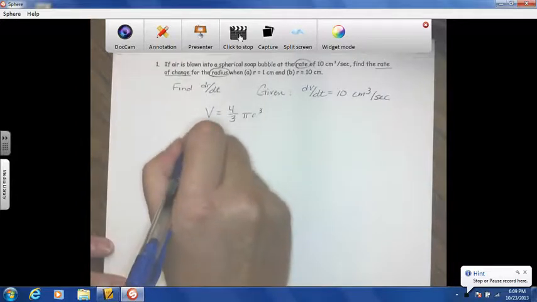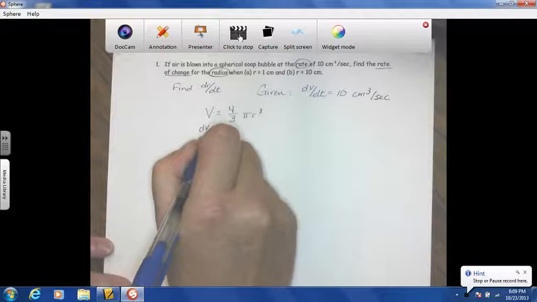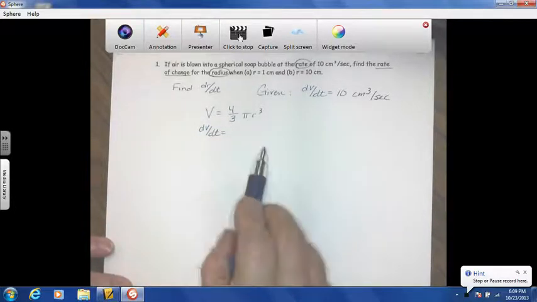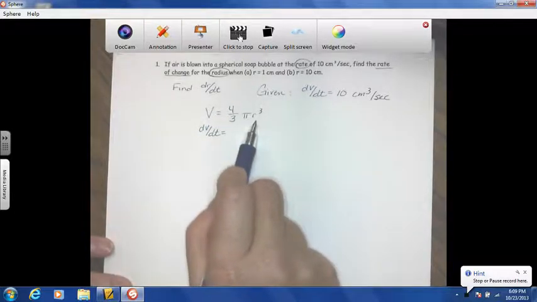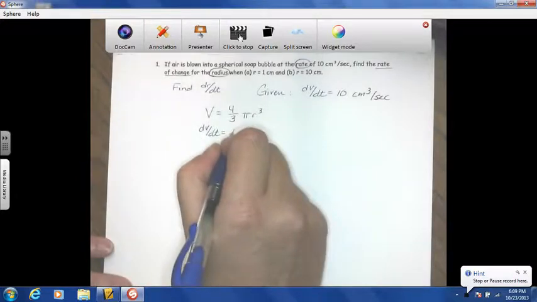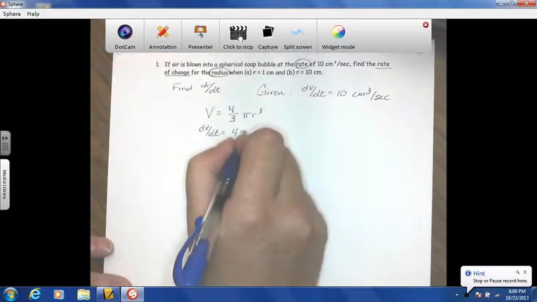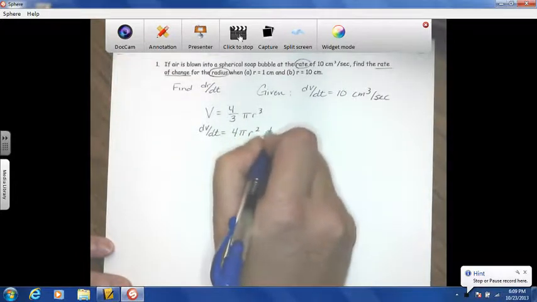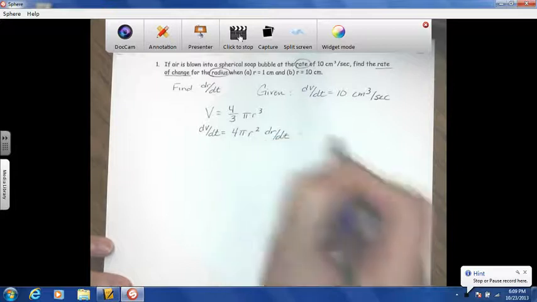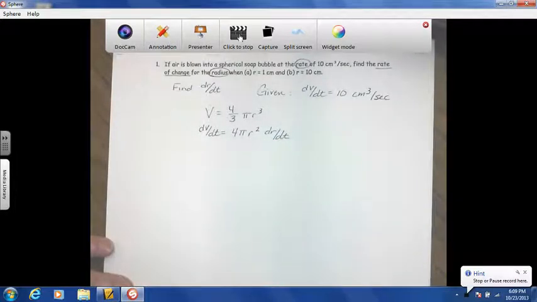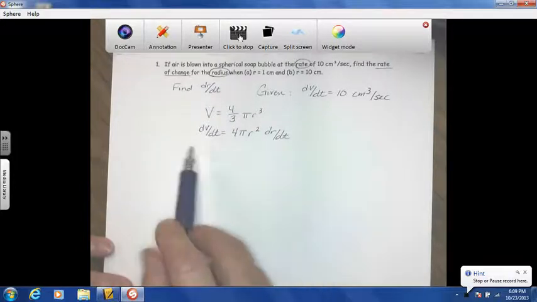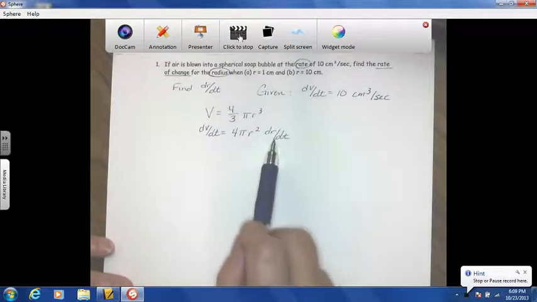So the derivative of V is going to be dV/dt equals, on the right-hand side, we're going to use the power rule. Bring the 3 down in front. It will reduce with the denominator of 3, leaving us with a coefficient of 4 pi r squared times dr/dt. Remember that when we are taking the derivative with respect to time, we always take the derivative of our variables as a chain rule, a composite function. This equation here relates the change in the volume to the change in the radius.